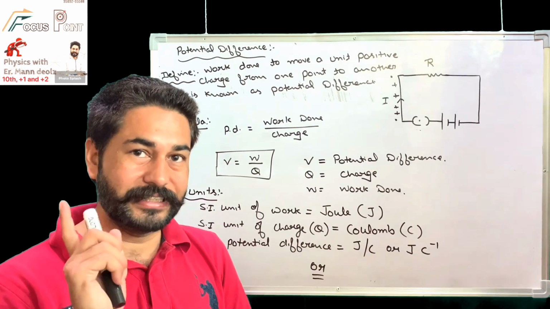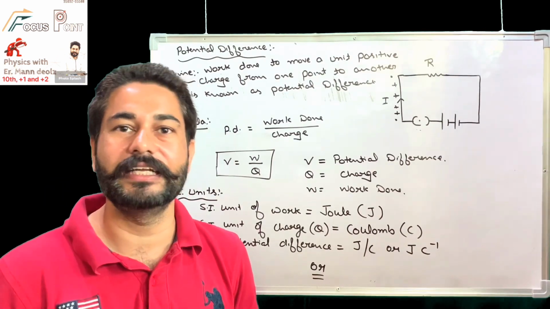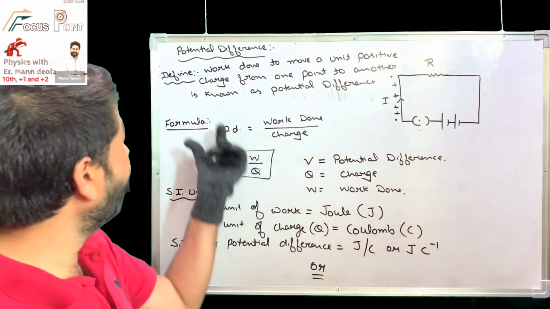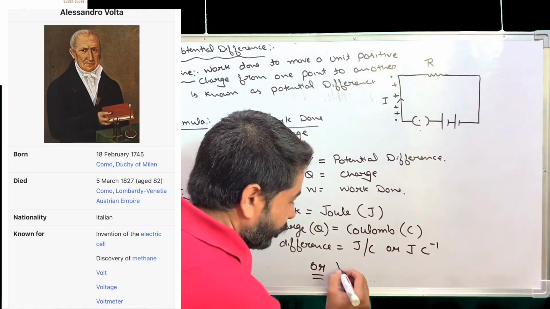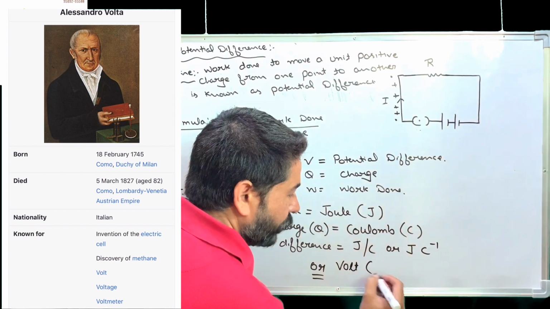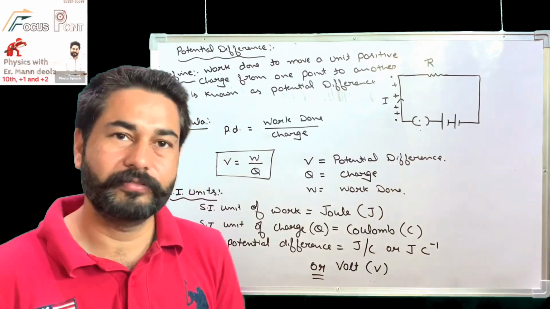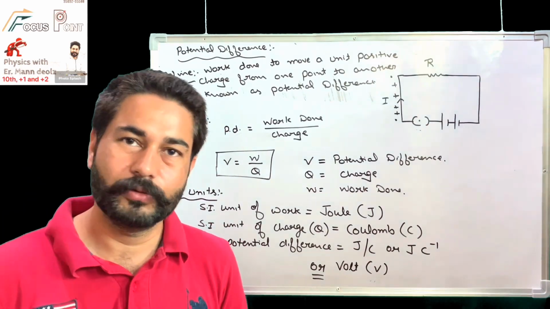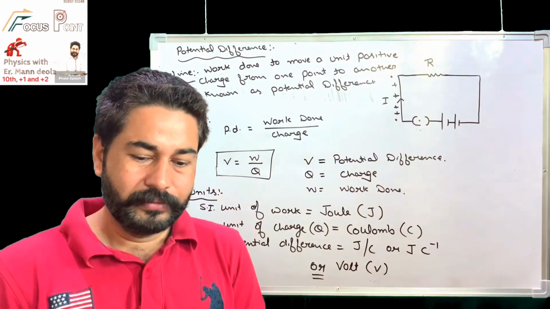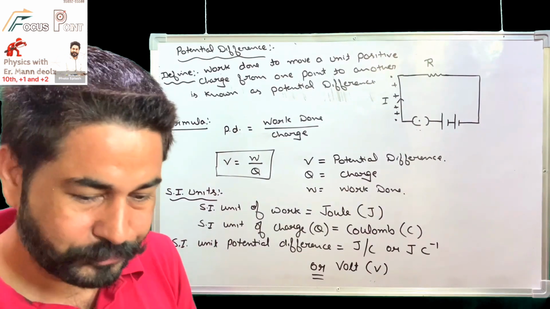And yesterday I told you SI unit of electric current is ampere. Again it is after the name of a scientist. Now SI unit of potential difference is volt. Again it is after the name of the scientist who discovered it and it is represented by capital V. So SI unit of potential difference is volt. Now let me make you more clear about potential difference and electric current.